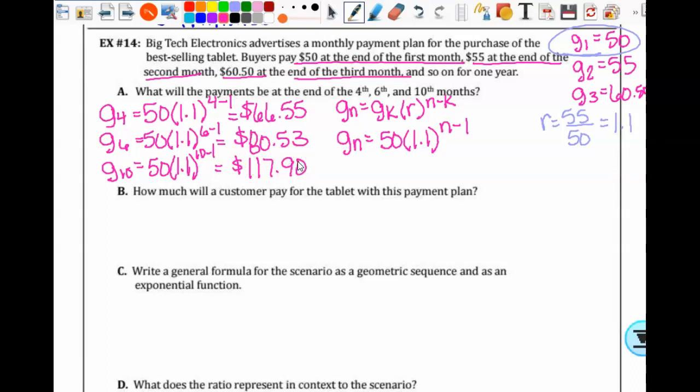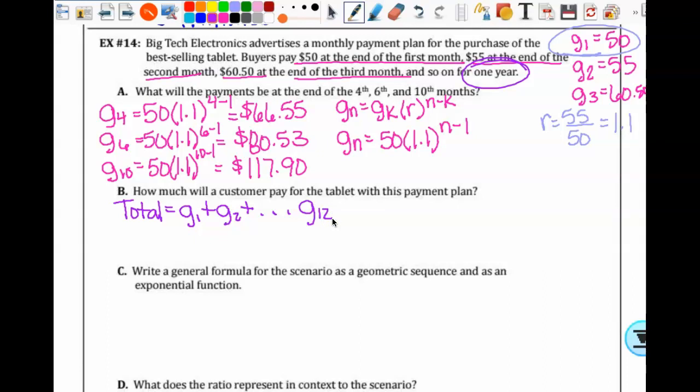Okay. So then it says, how much will this customer pay for the tablet with this payment plan? Well, how many months are they paying on this tablet? 12, because it says for 1 year, right? For 1 year, so that is 12 months. So what I want is my total payment, which is going to be G sub 1 plus G sub 2 plus all the way to G sub 12, right?